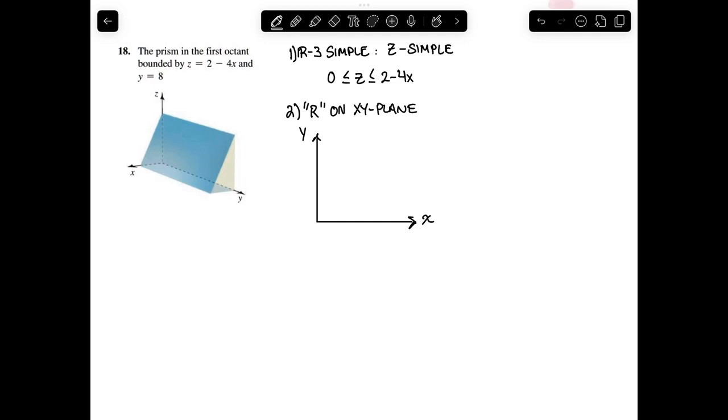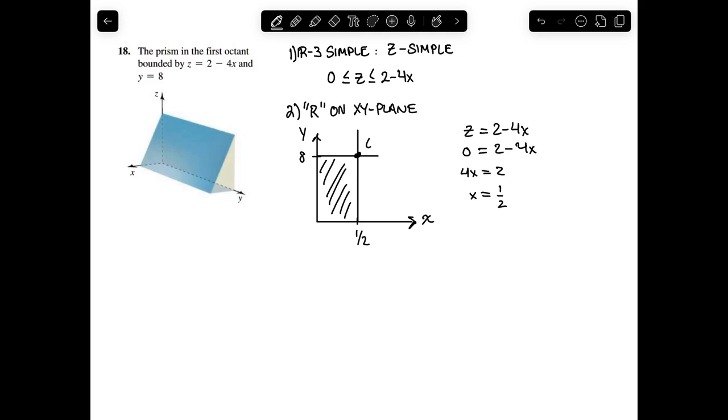Okay, cool. So they have in the problem that y equals 8, and then x, we can just set z equal to 0 to find the x in this problem. So if we set z equal to 0, and move the 4x over here, you're going to get x equals 1/2. All right, so I'm going to put 1/2 right here. Picture is not to scale, but it'll do. And then we basically found our region. This is where it is. And these here intersect at the point 1/2, 8.